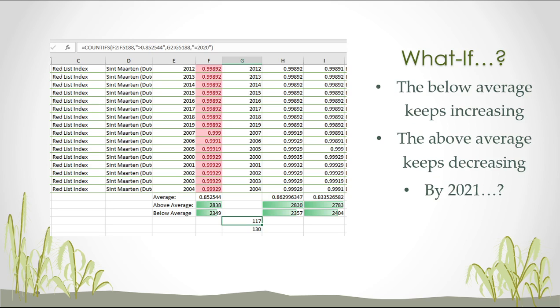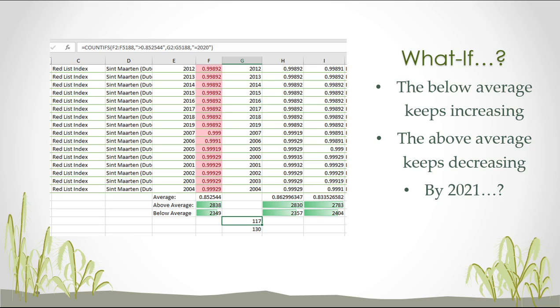Now, what if this kept going? Using only the data from 2020, 117 places were above the average, while only 130 were below it. This shows that there has been an increase in efforts to protect these animals. This could be by creating safe areas for the animals or stomping down on poachers. Either way, by 2021, it could be possible for places to take even more action and even more places will be below the average.